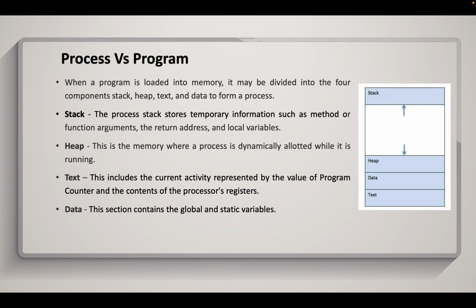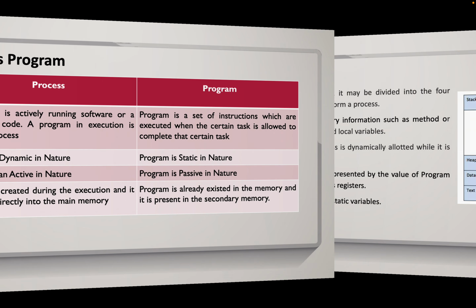What's the difference between a process and a program? When a program is loaded into memory, it is divided into 4 components: stack, heap, text, and data. What is the stack? The process stack stores temporary information such as method or function arguments, the return address, and the local variables. Heap: this is memory which is dynamically allocated to a process while it is running. Text: this includes the current activity represented by the value of the program counter, and the contents of the process registers. Data: this section contains the global and static variables.